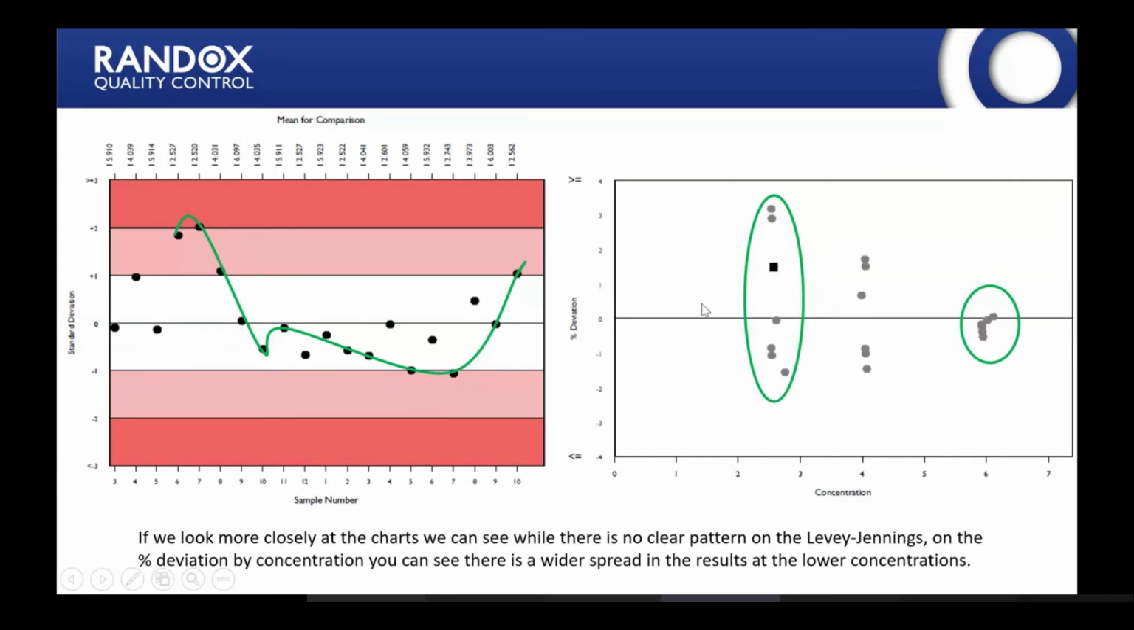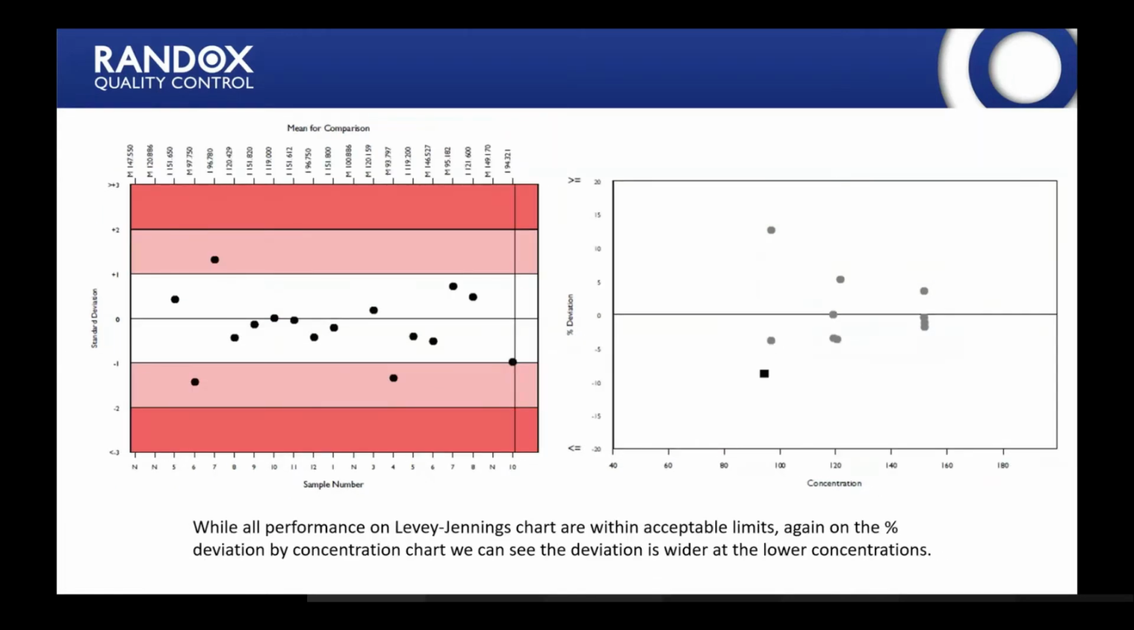But this is why we can't look at any one chart on its own. We have to look at them all together. So this is another example. There's not really any patterns going on here. The lab have a good spread of results above and below the mean.